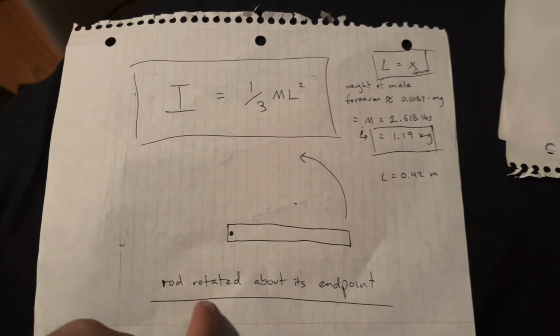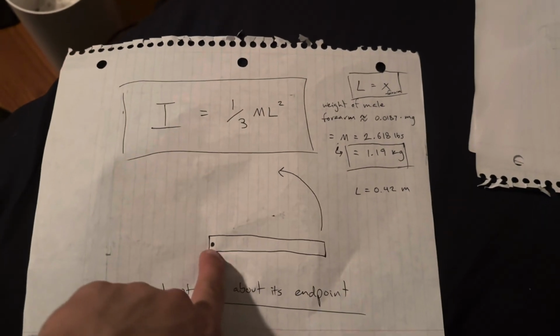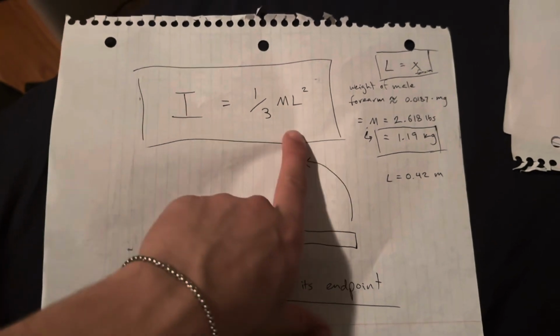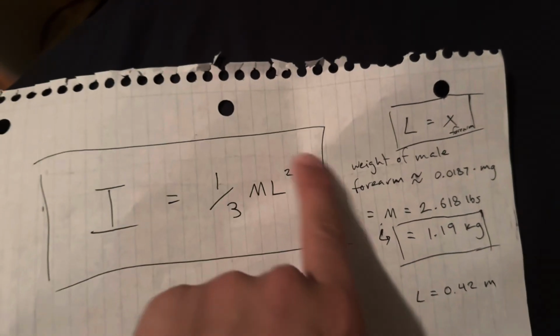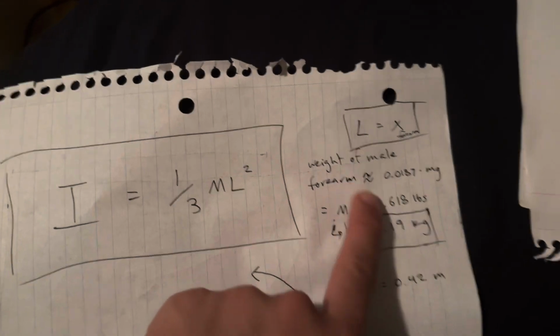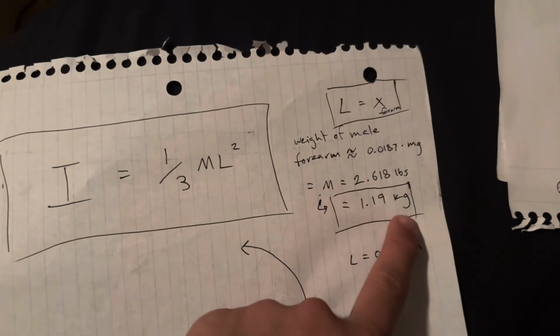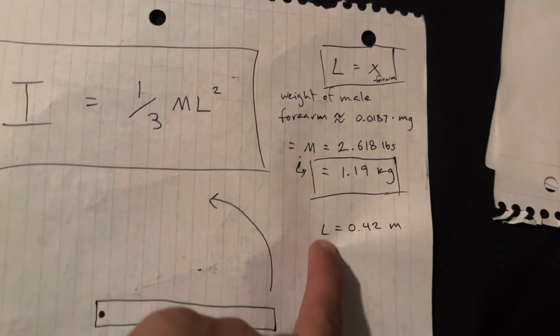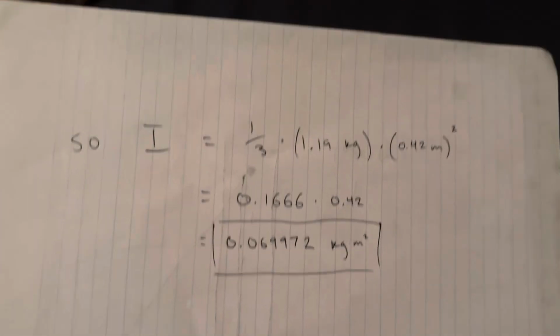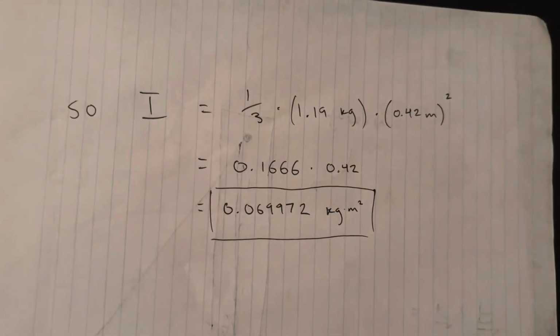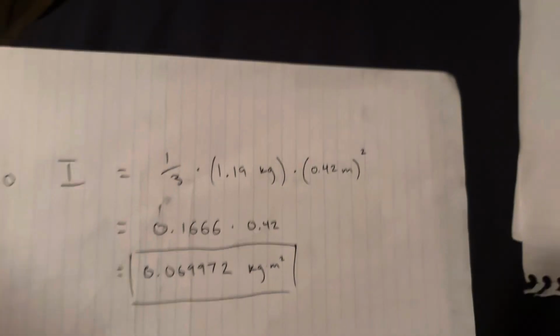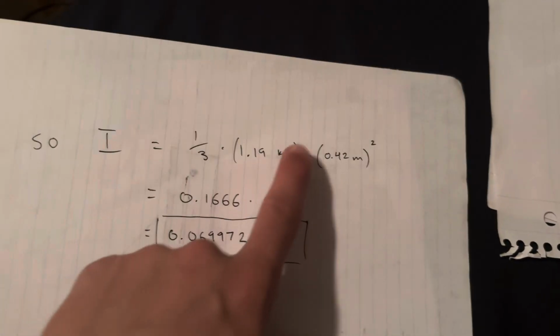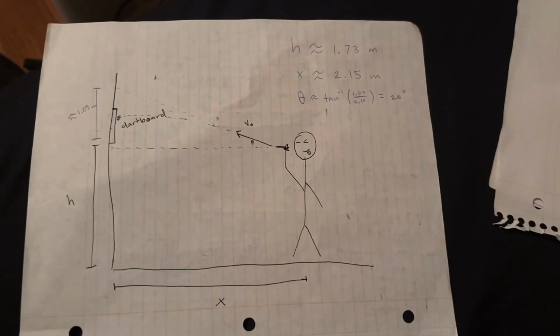And you can see here that your rotational inertia is going to be 1/3 ML squared, because you're rotating a rod around its endpoint. For this, we're just worrying about the forearm function. And here are your L and M values, depending on the length of my forearm and the weight. These are the values that I obtained: 1.19 kilograms and 0.42 meters. Using these values, you're able to calculate I, which comes out to about 0.069972 kilogram meters squared. You obviously get this when you square the meters.